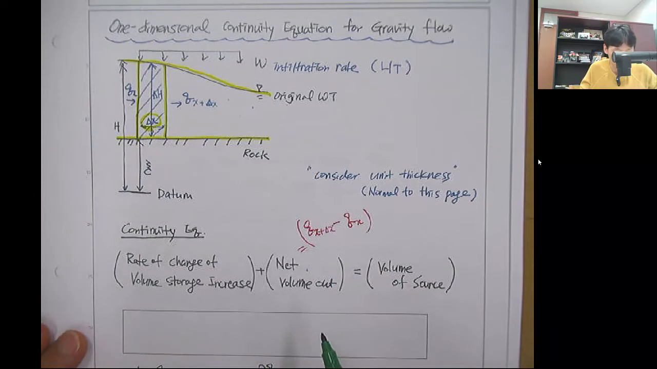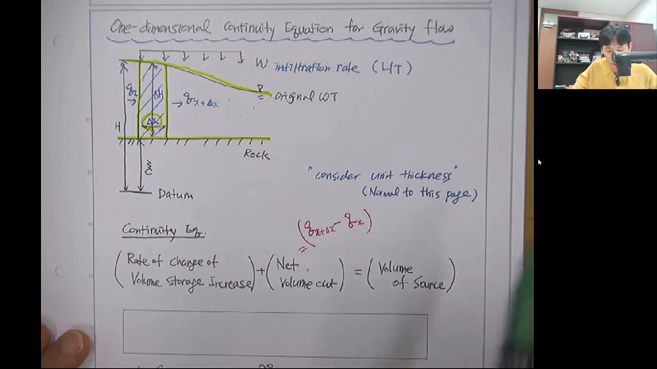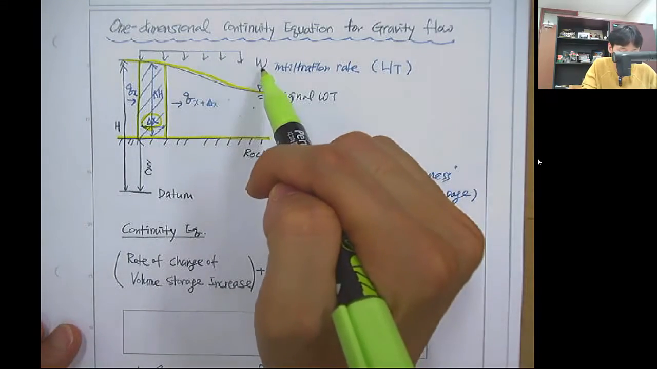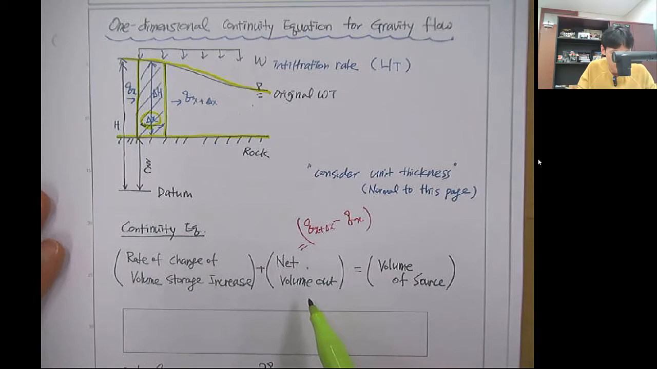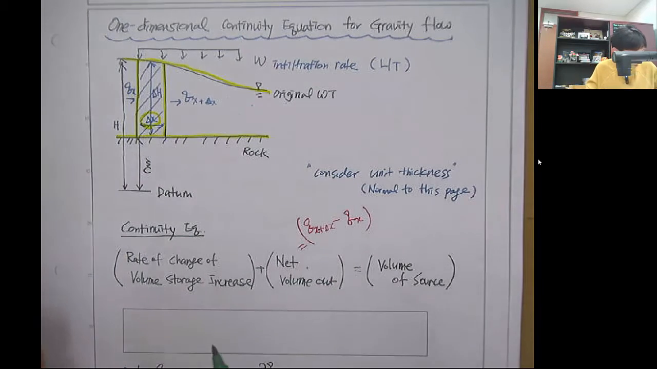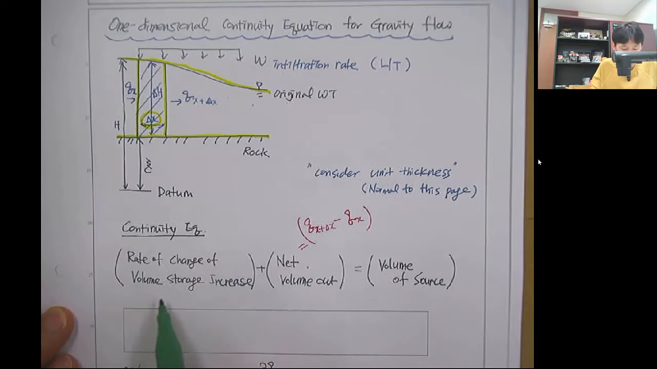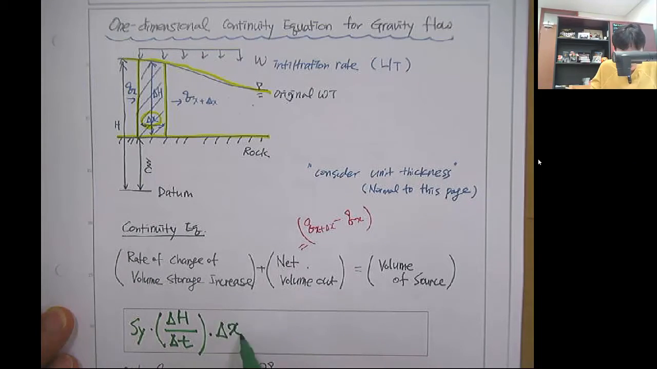Then the continuity equation can be derived using this definition: the rate of change of volume storage increase plus the net volume out is the same as the volume of source. Here the volume of source is like the infiltration rate, where somehow water is coming in and injected into this volume by itself. So from here, the rate of change of the volume storage increase is Sy, the specific yield, times delta H over delta T times delta X.